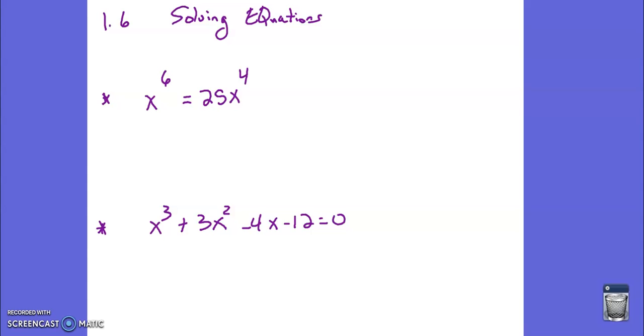This is 1.6, solving equations. So when we start solving equations, we're obviously trying to find out what x is. And so let's start with this first one. These are higher exponent, higher power equations.